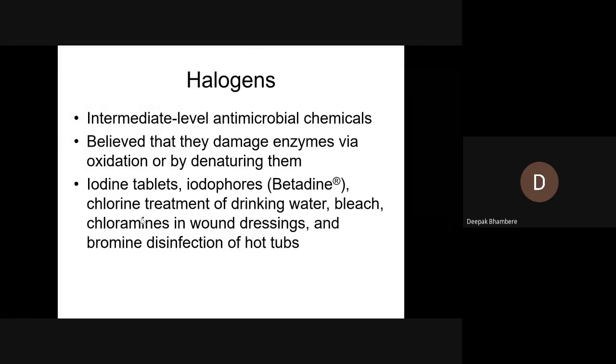Then there is bleach, and chloramines can be used in wound dressings. Bromine can be used for disinfection of hot tubs. So these are the halogens which can be used.